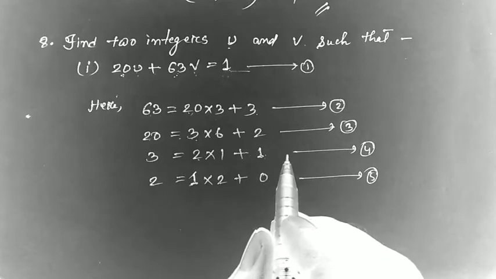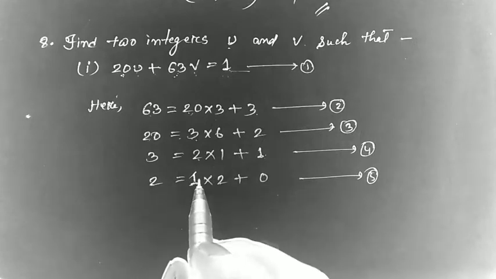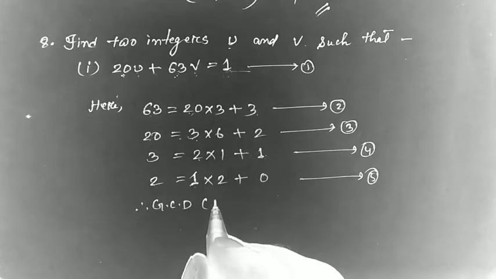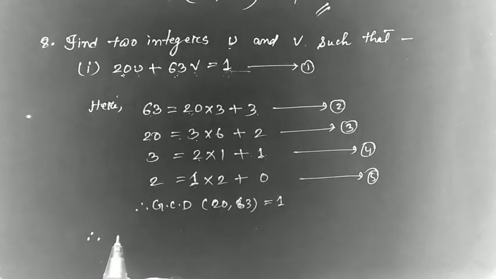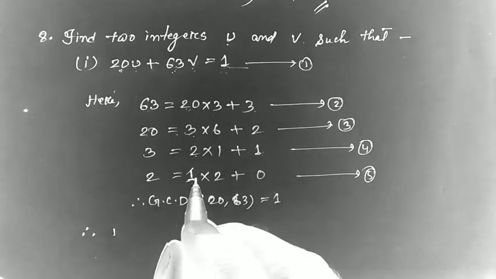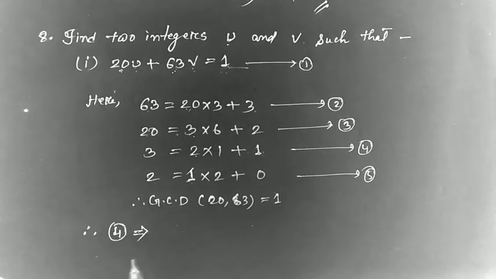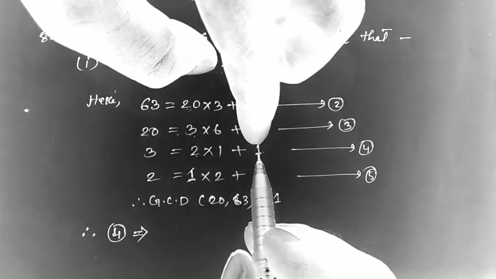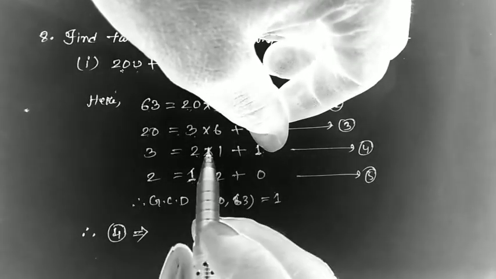Again we will take 20 and 3. So 3 divides 20, 6 times. 6 threes are 18, and the remainder is 2. Give it equation number 3. Then we take 3 and 2. 2 divides 3 one time, and the remainder is 1. Give it equation number 4. Now 2 and 1: 1 divides 2 two times, and the remainder is 0. That means we got that the GCD is 1.